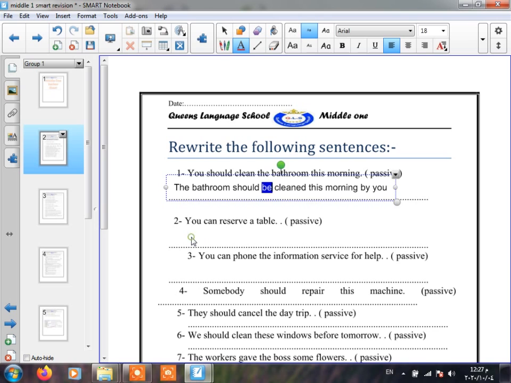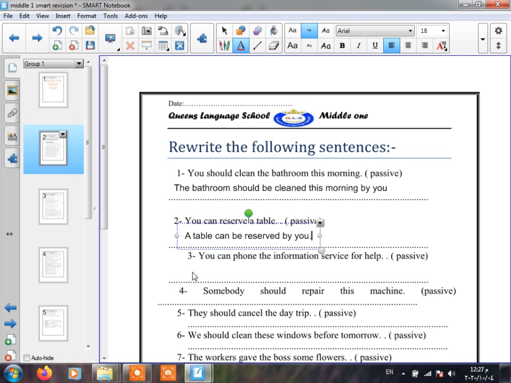You can reserve a table. As I said, can is a modal verb. So how can I change this sentence into passive? A table can be reserved by you.